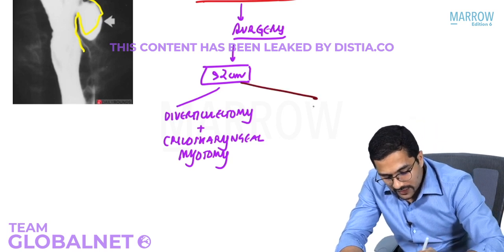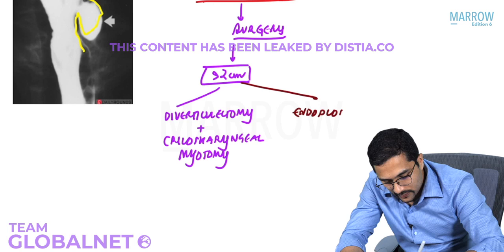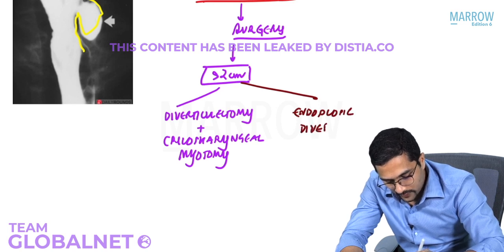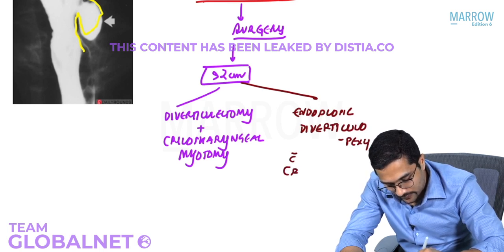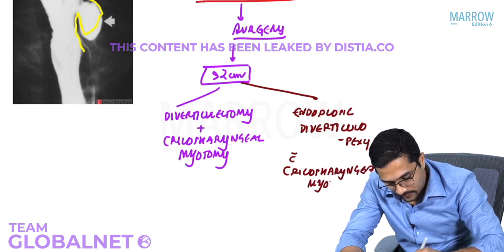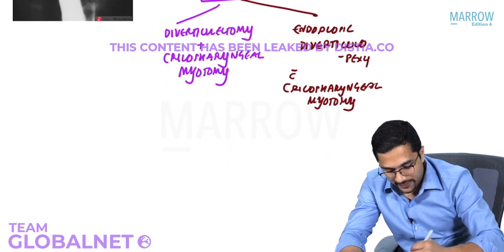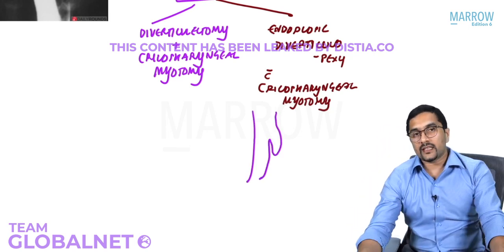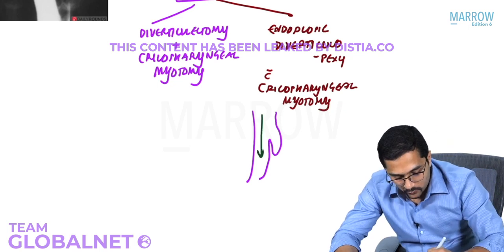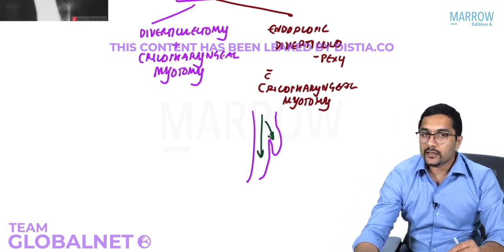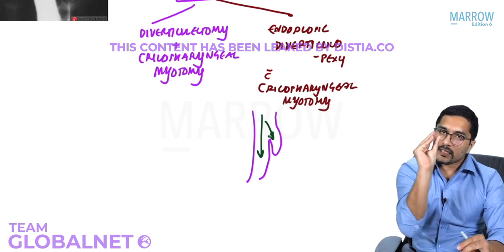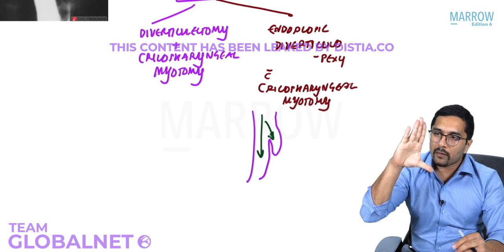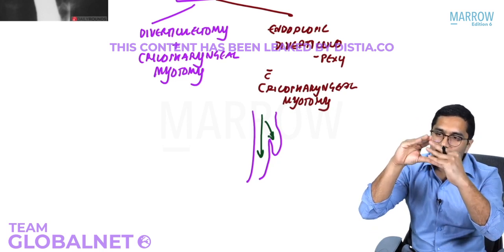Another option available in these patients is endoscopic diverticulopexy with cricopharyngeal myotomy. So what do we do in endoscopic diverticulopexy? Supposing this is the diverticulum, and a substantial portion of the food is going into this diverticulum. Pexy means supposing this is the mouth of the diverticulum, I'm going to open up the mouth of the diverticulum.